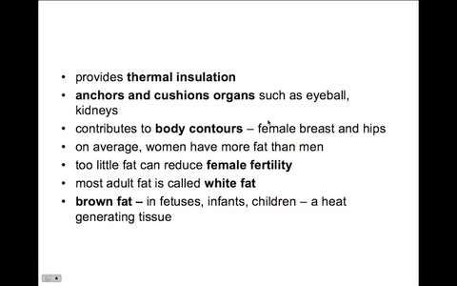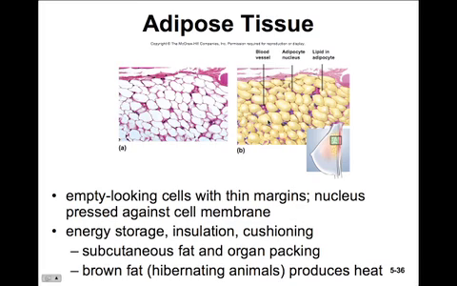On average, women have a little bit more fat than men, and that makes sense because from that fat they would be able to support a growing fetus. In fact, too little fat will cause a reduction in female fertility. Below about 12% is considered very unhealthy for a female. We're likely to lose our reproductive cycles. Most adult fat is called white fat, and I already introduced to you brown fat that we find in fetuses and infants and very young children. It's a heat-generating tissue.